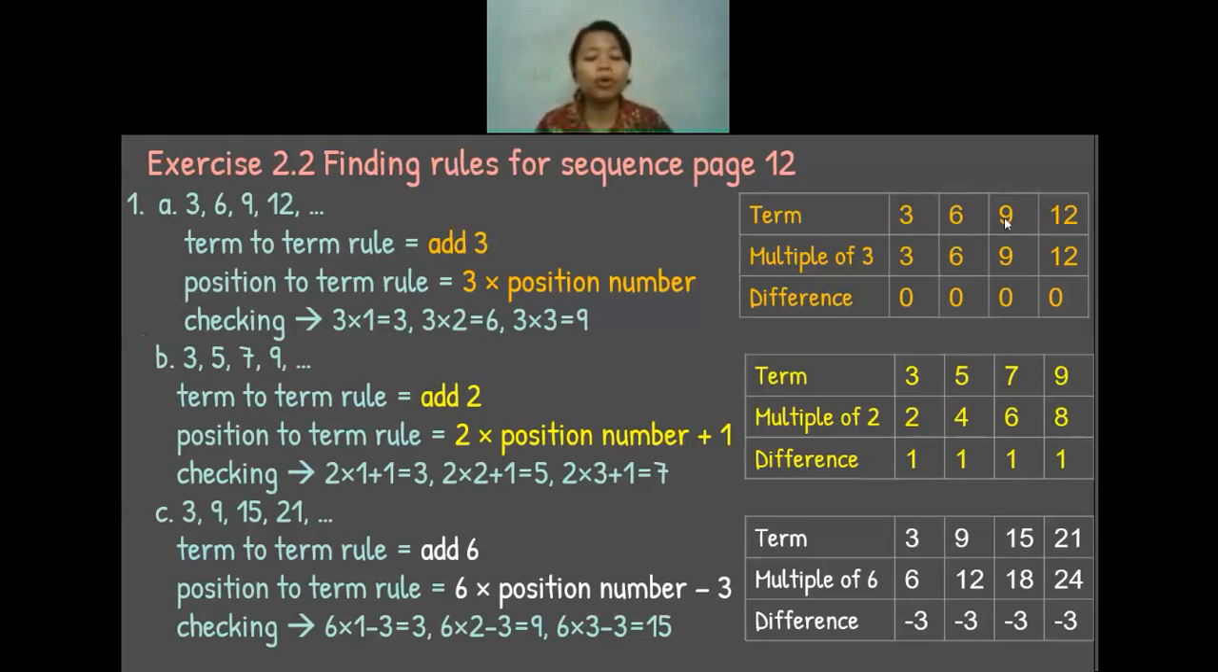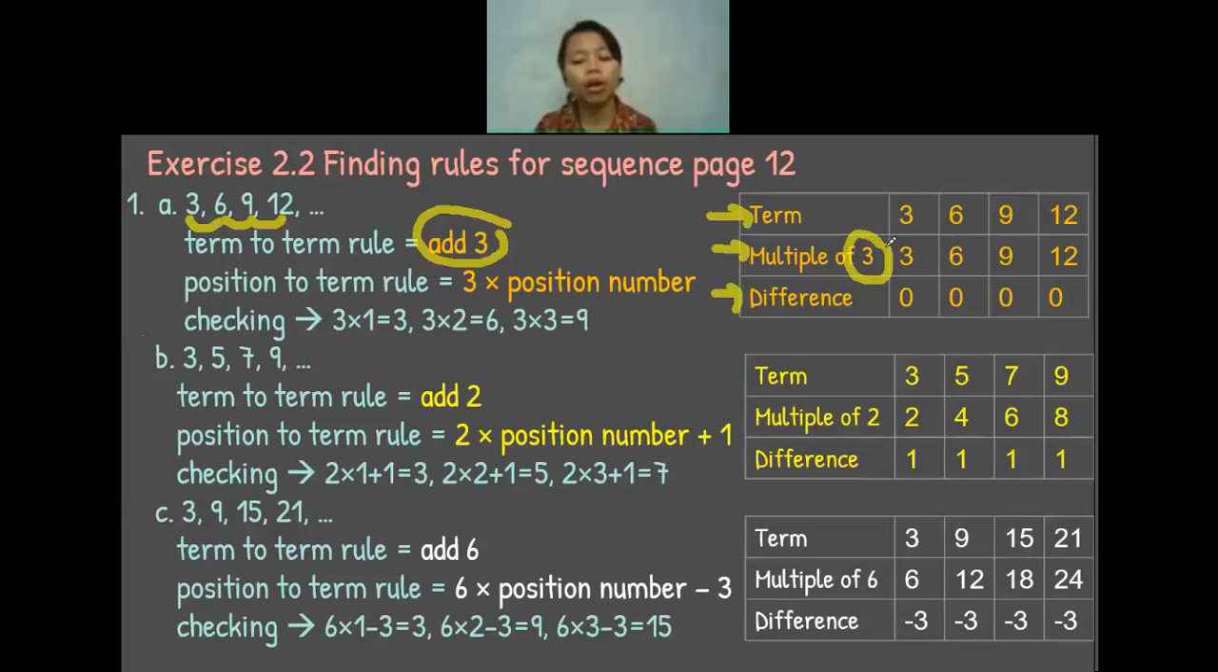To find the term to term rule, you have to check from the first term to the second term, what you do, how the number changes, and so on. For the first term to the second term, the difference is add 3. 6 to 9 we add 3, 9 to 12 we add 3. That's why the term to term rule is add 3. When we already have the term to term rule, we can make the table. The table will have the terms, multiples of the term to term rule, and also the difference.